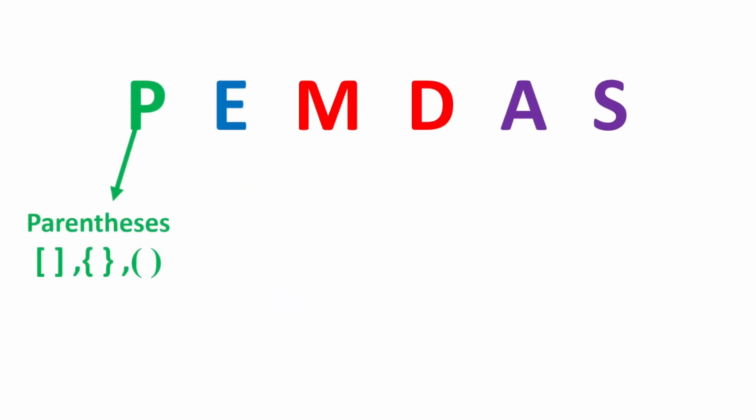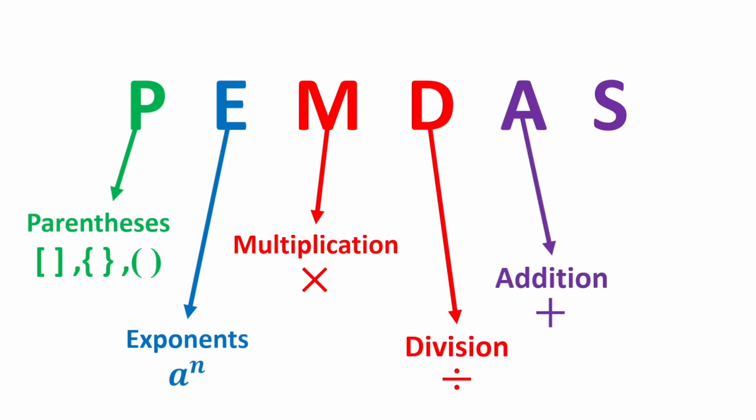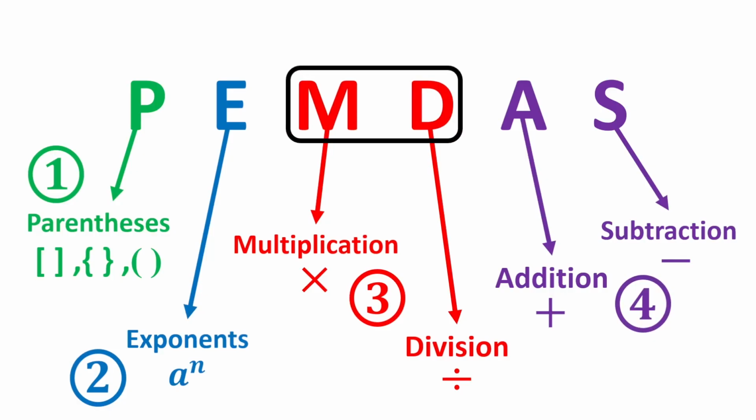In PEMDAS, P stands for parentheses, E stands for exponents, M stands for multiplication, D stands for division, A stands for addition, and S stands for subtraction. According to PEMDAS, in any mathematical expression, we first solve the operations inside the parentheses, then we calculate exponents, then multiplication and division, and finally, addition and subtraction. Remember that multiplication and division have equal priority.